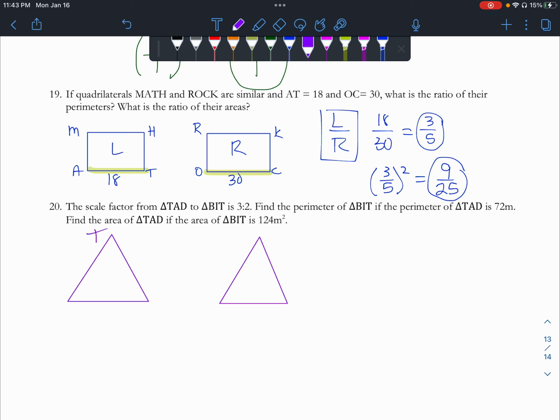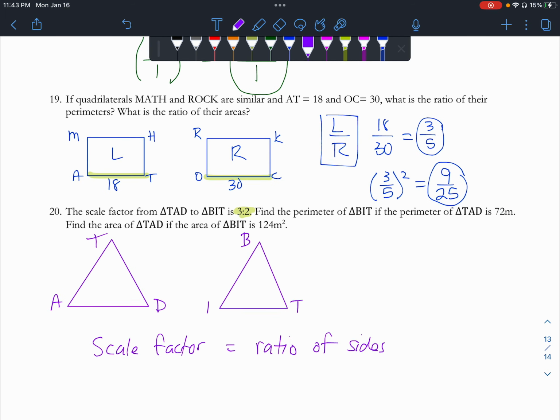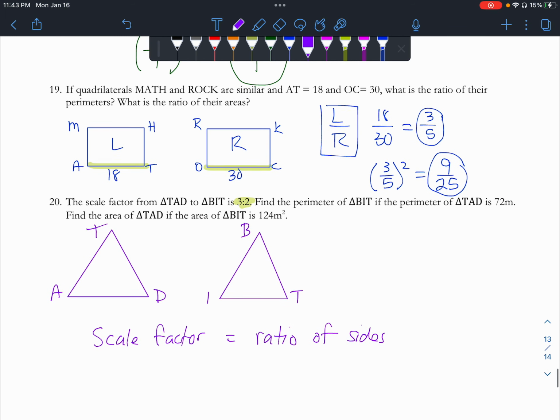Label them in the same order. TAD, BIT. And it says that they have a scale factor of 3 to 2. Scale factor, and I want you to just remind yourself this, is exactly the same thing as the ratio of their sides. So it's like, hey, this triangle is twice as big, or this one says it's a 3 to 2 ratio that we have here. But they're telling us the ratio of the sides is really what they're telling us.